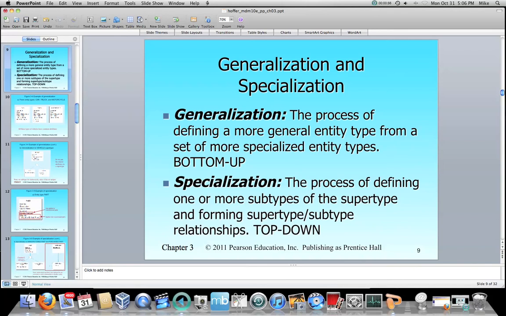The other way, which I think is much more common, is specialization, where I have one entity and then I realize that some of the attributes don't apply to all of the instances of the entity, and some other ones do. And we'll just go through the next couple of slides to show you what I'm talking about.